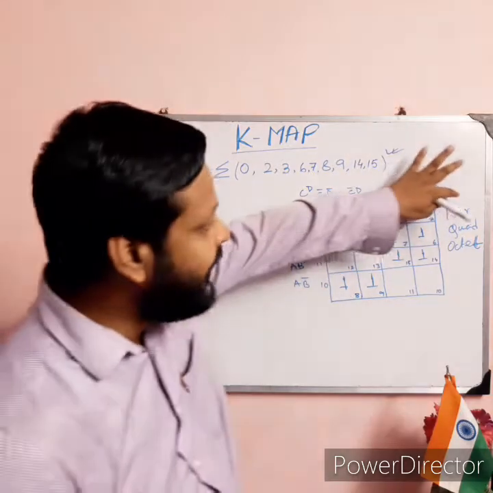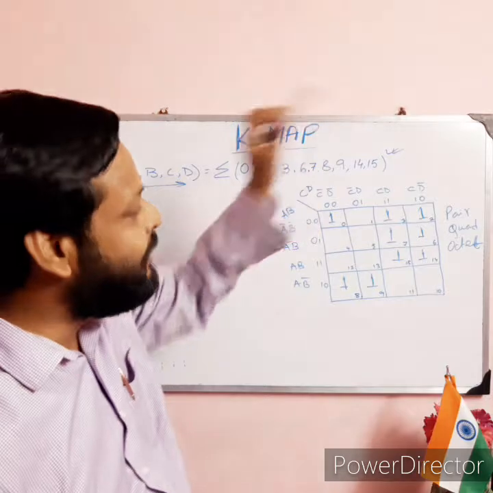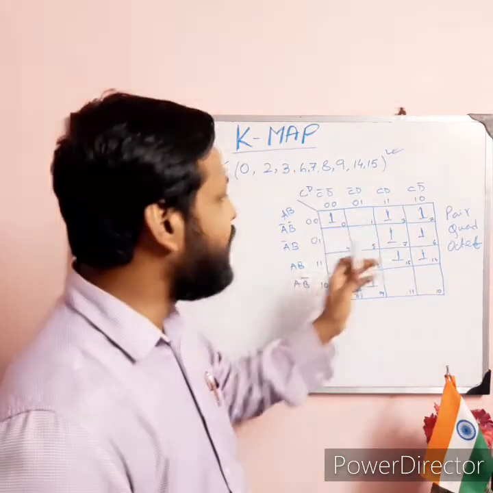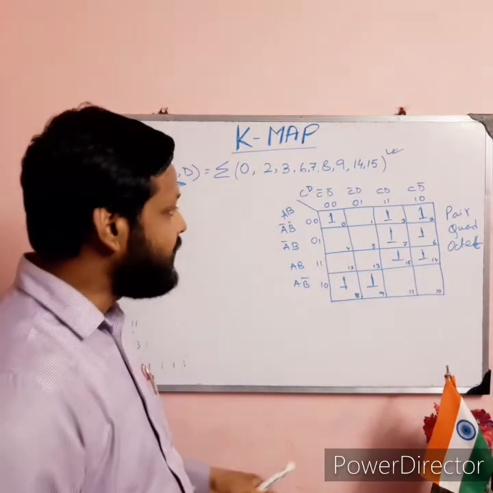Pair means with 2 we can create the group. Quad means with 4. Octet means with 8. And singlet means it is single. How to write down the term and how to create the group? Group we have to create as per the symmetric form. What do you mean by the symmetric form?